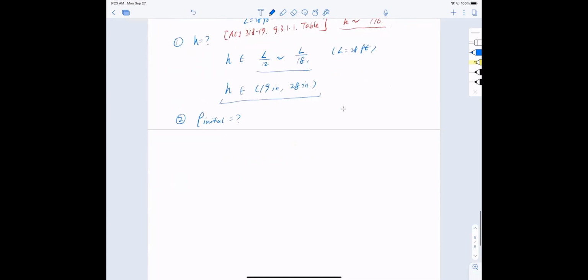So rho initial, and rho initial right now. I have a question. Yep. How can you say it could be between L over 12 and L over 18? Because L over 18 would give a smaller value than L over 16. Oh, isn't it? So I've switched.